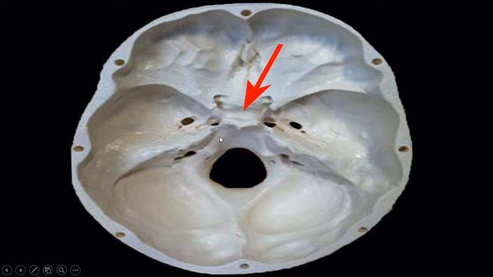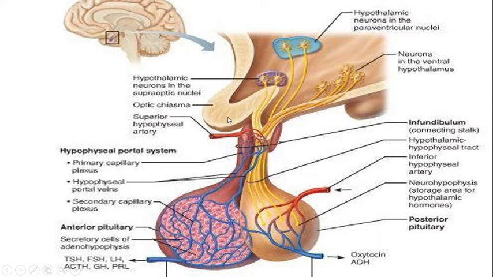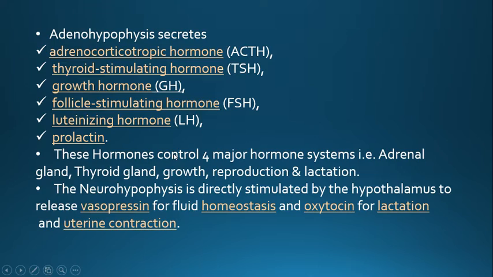Here you can see the base of the skull, and this is the sella turcica where the pituitary gland lies. And it is posterior inferior to the optic chiasm, which means, here you can see, this is the optic chiasm where the optic nerves cross, and this is the hypothalamus, and this is the pituitary gland, which is posterior and inferior to the optic chiasm.